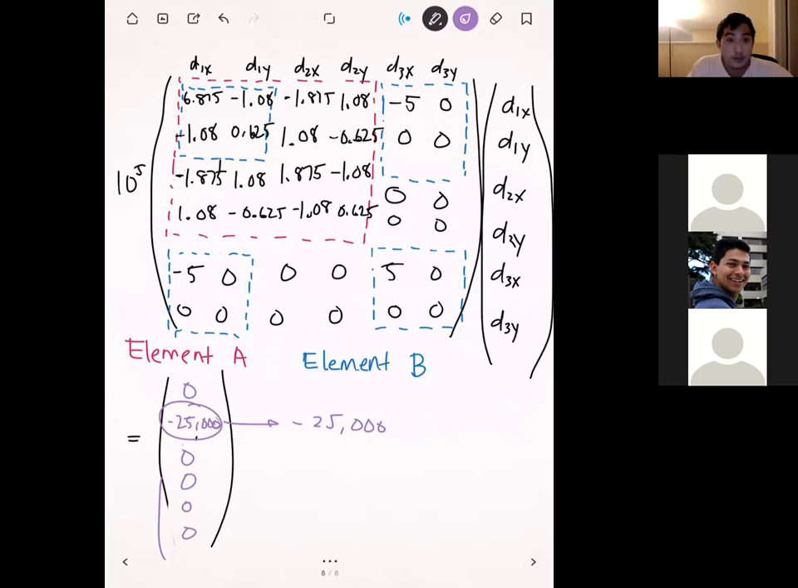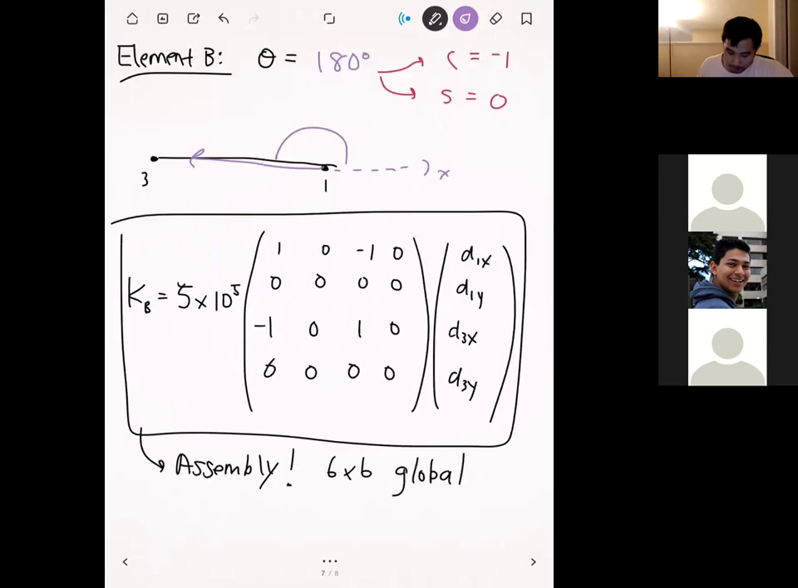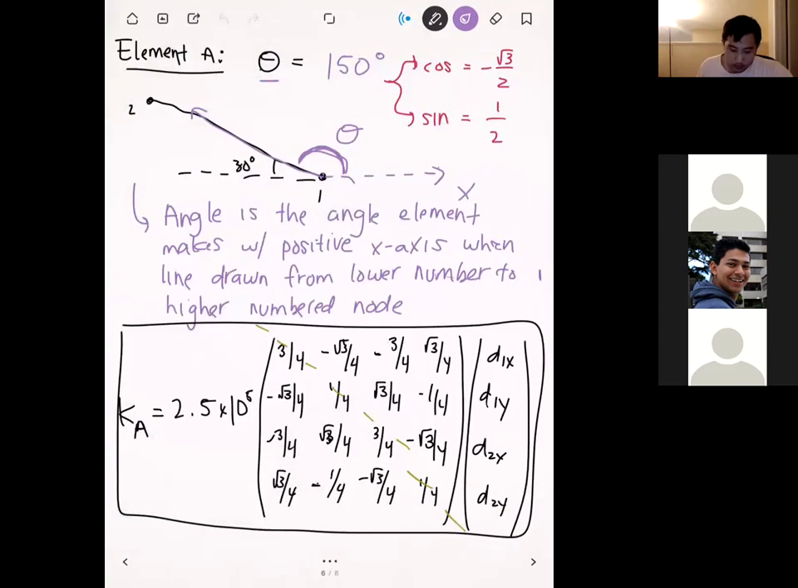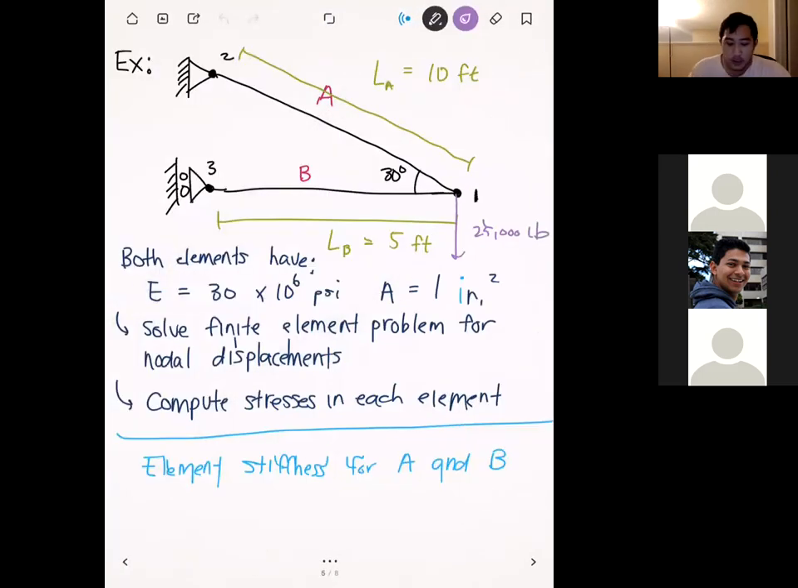And now let's factor in the supports. If we go back to our original diagram here, we can see that we have a pin support on node number 2. What this tells us is that d2x and d2y are equal to 0. And so that's going to knock out 2 rows in our global stiffness matrix.